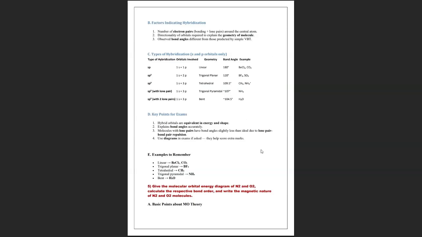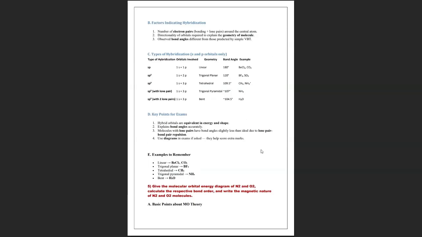And the fifth question, molecular orbital theory of N2 and O2. This is the most important and high weightage question, and it is very important for numerical plus diagram based questions. This is the most asked question. Don't skip this question. This is the most repeated question.